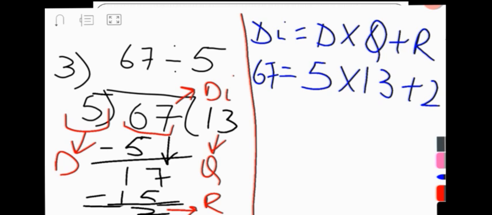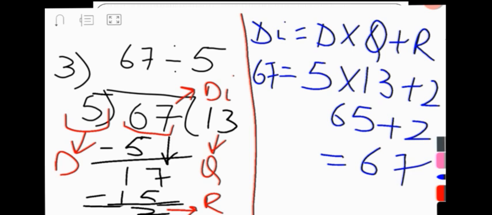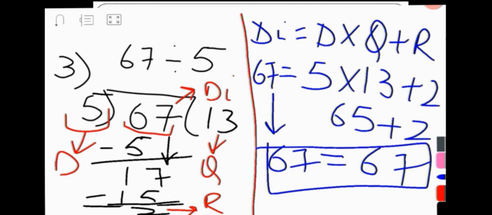Now first we will be multiplying divisor and the quotient. So 13 multiplied by 5. So 13 5s are 65. Now we'll be adding the remainder. So 65 plus 2 is equal to 67. And as we can see, here dividend is also 67. So both match up. That means our question is correct.